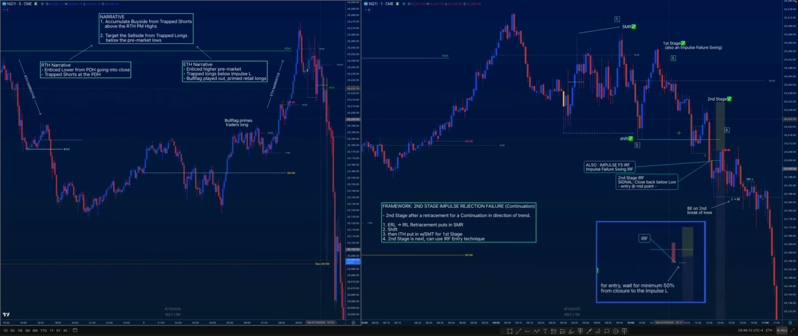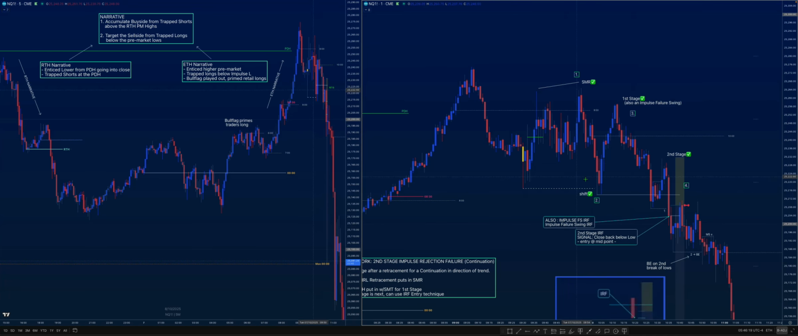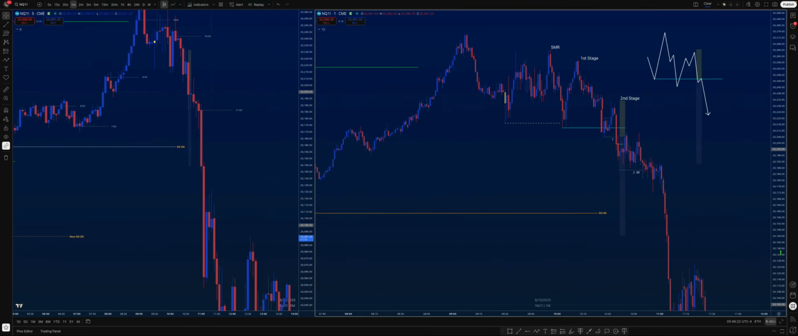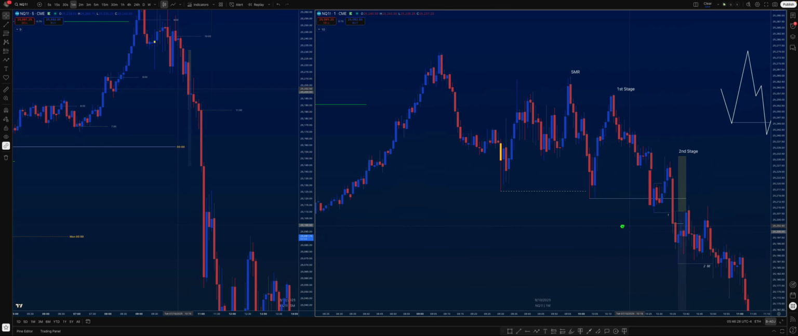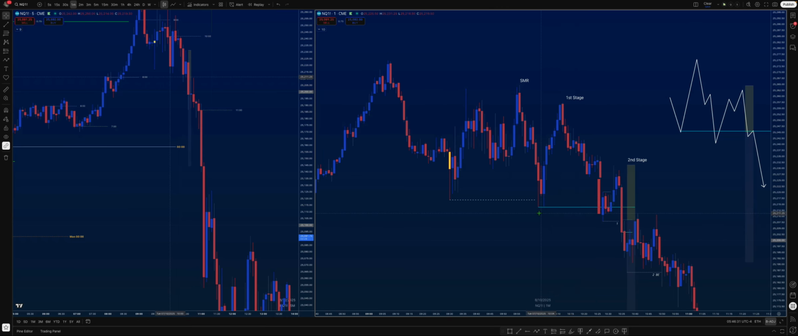There was one other. Oh, that's right. So the last one I want to talk about is extremely similar, and I can basically show it to you right here. It's just the exact same as this, and the exact same entry. Everything's the same, but the idea is that it's a failure swing, an impulse failure swing, is the framework. So where you have a failure swing, which just means that it fails to make a new high and then goes back down, and the low that made that failure swing is an impulse low.